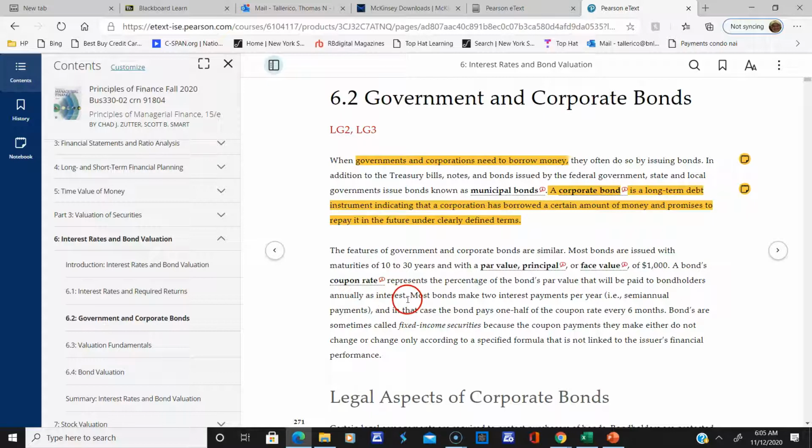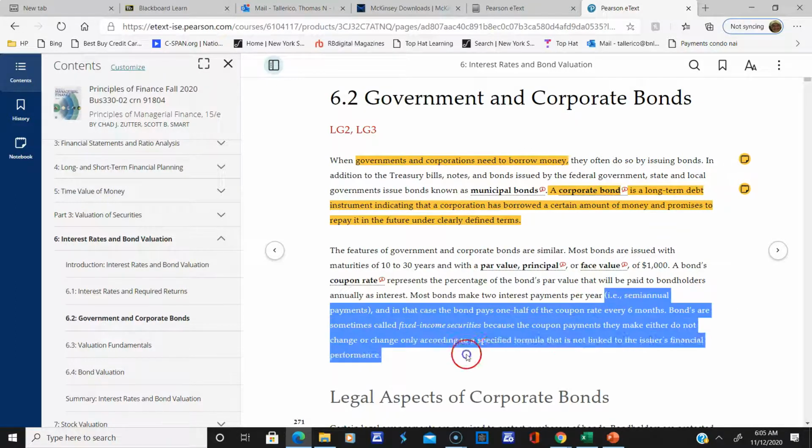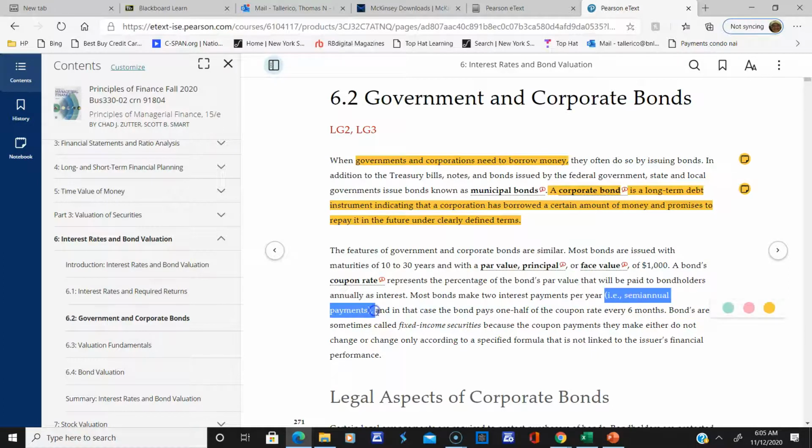annually as interest. So most bonds make 2 interest payments per year, right? Like I said, you're going to get a coupon every 6 months. Okay, that's important to know, right? And most people, like me, reinvest them, right? I don't get a check in the mail. And in that case, the bond pays 1/2 of the coupon rate every 6 months.